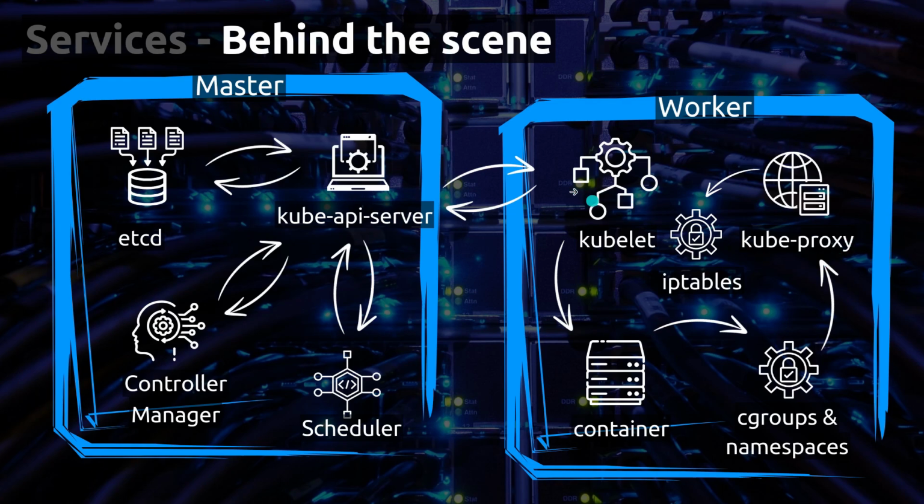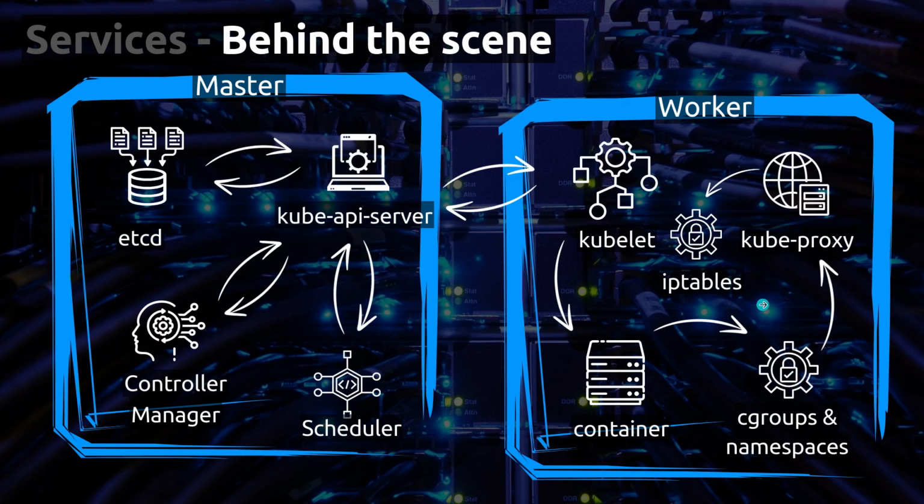On worker, we have the kubelet, and the kubelet just needs to be in sync with the kube API server and what we have in etcd. The kubelet gives some actions to the CRI, the container runtime interface, to create some containers, of course, and behind that at the operating system level, this is just some settings about cgroups and namespaces.